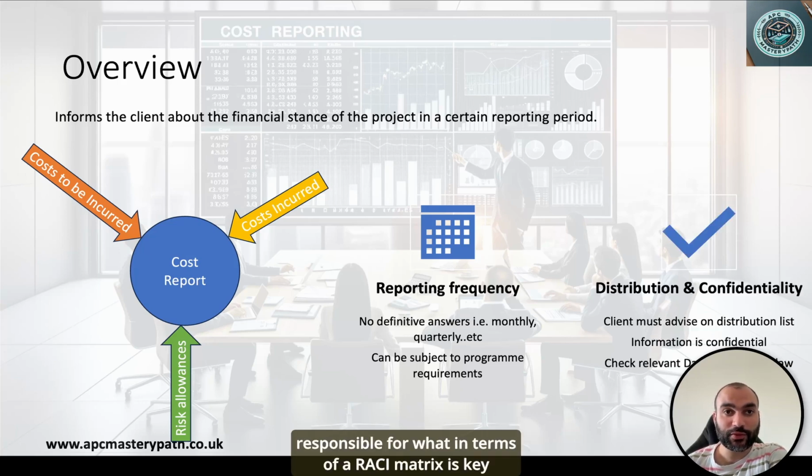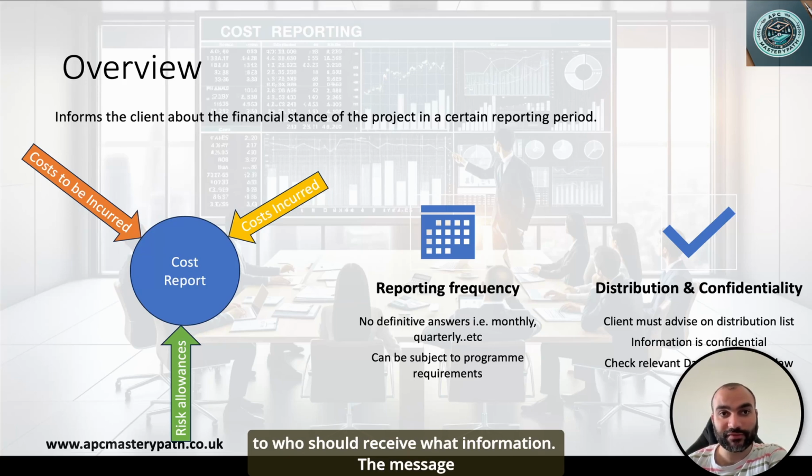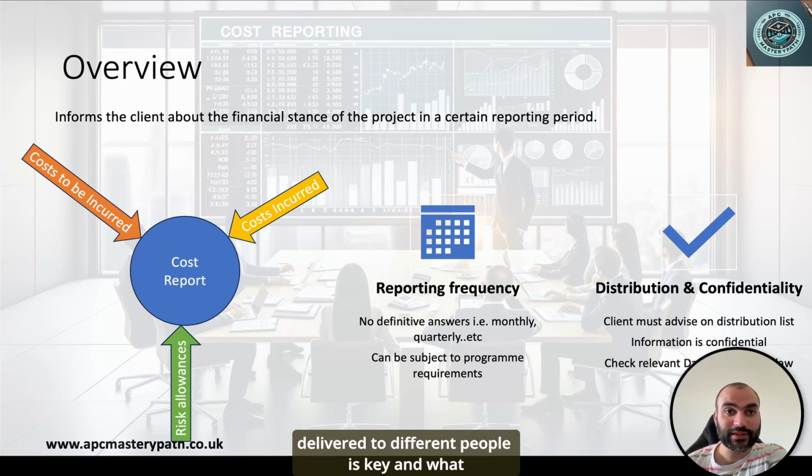Defining who is responsible for what in terms of a RACI matrix is key in the project execution plan, and that also extends to who should receive what information. The message delivered to different people is key, and what message is delivered to which party is quite prominent, and that has to be agreed between the different contractual parties. In any construction project, there will be a specific list of recipients who are anticipated to receive the drafted cost reports by the quantity surveyors or the cost managers, because these people are going to be key in making further decisions for that specific project at hand.